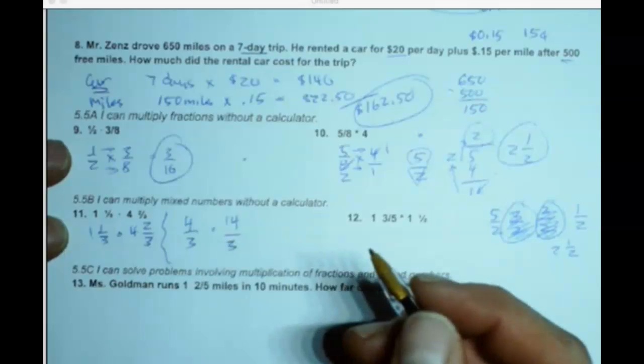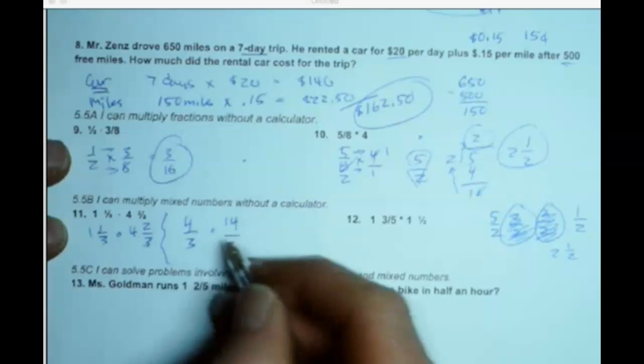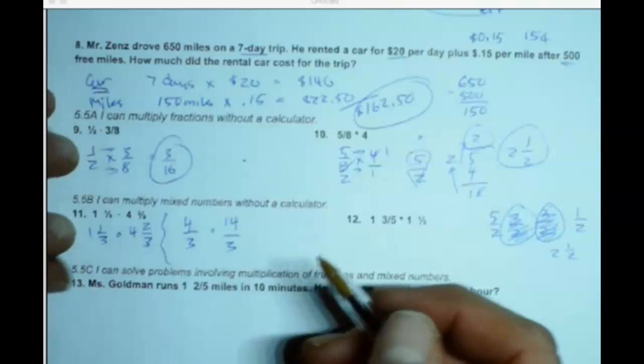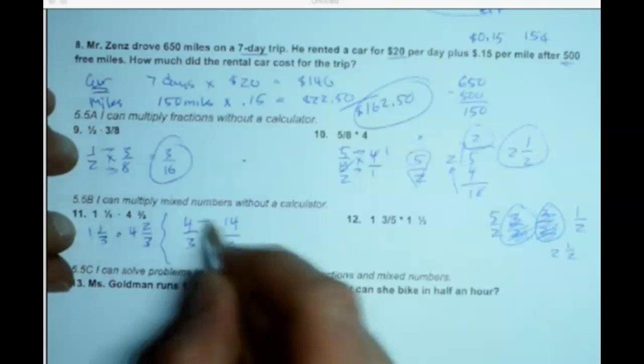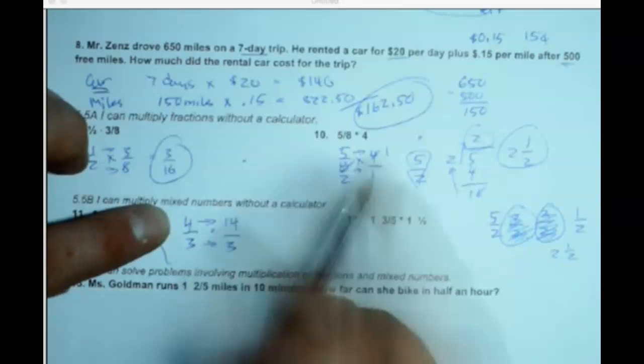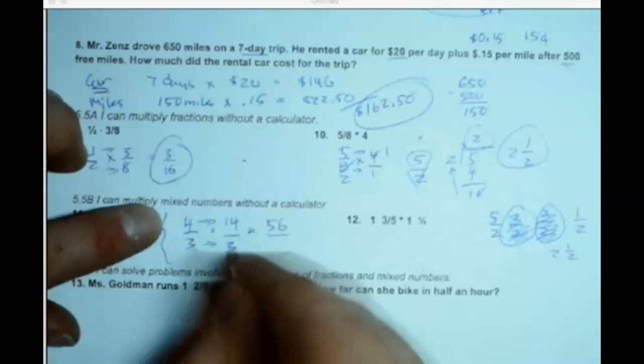Okay, now we can try to cross reduce. 14 and 3, I can't do anything there. 4 and 3, I can't do anything there. I guess I just have to multiply. 4 times 14, well, 4 tens is 40, and 4 fours is 16. So 4 times 14 will be 56. 3 times 3 is 9.